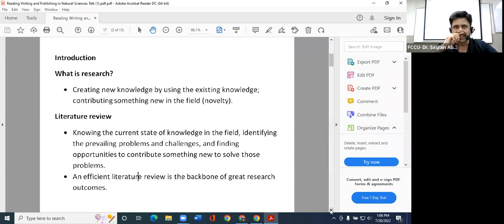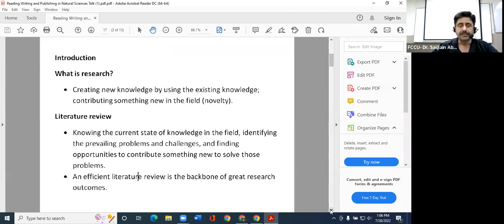So research is all about creating new knowledge by using the existing knowledge, by contributing something new in the field. I'm talking about academic research, the international parameters of research, and how research is defined. It is all defined by novelty. If you are contributing something new, then it means you are actually doing research, because you are contributing something new to the existing knowledge of that particular field.